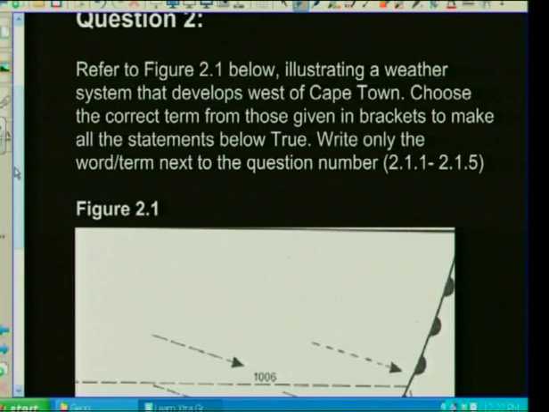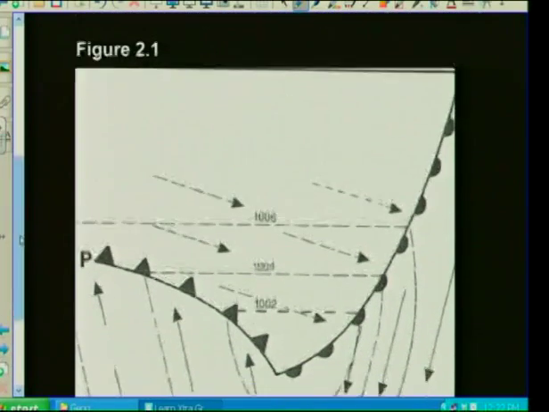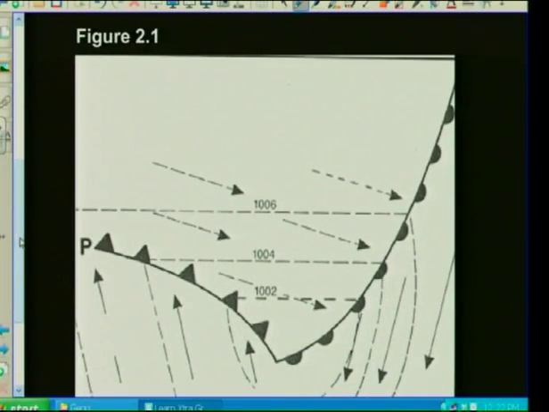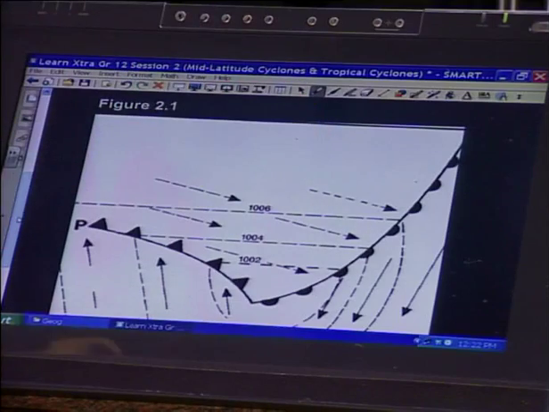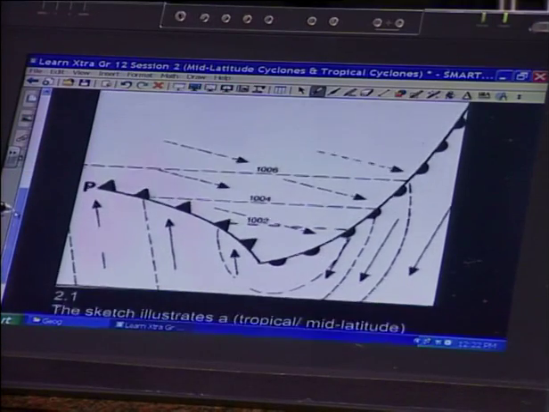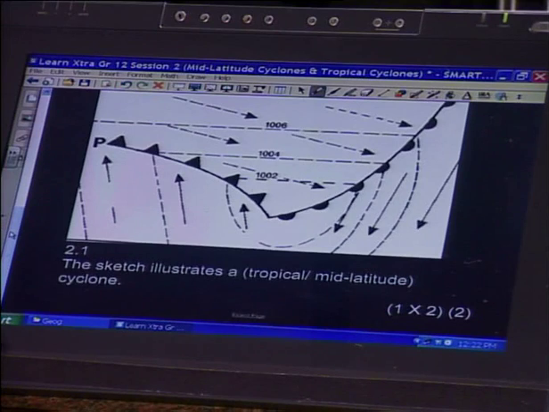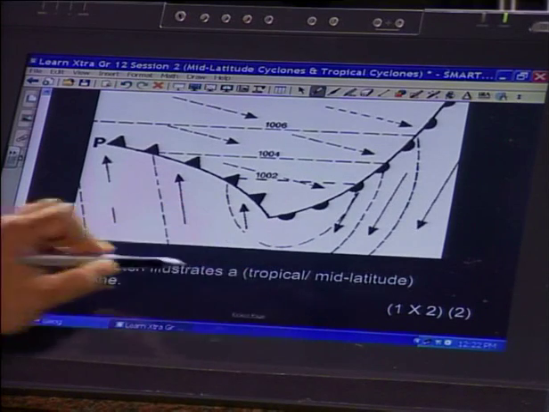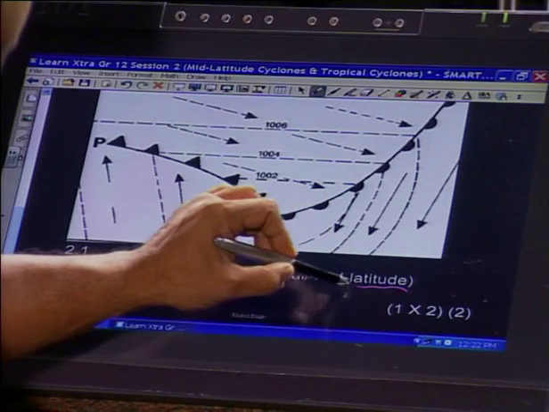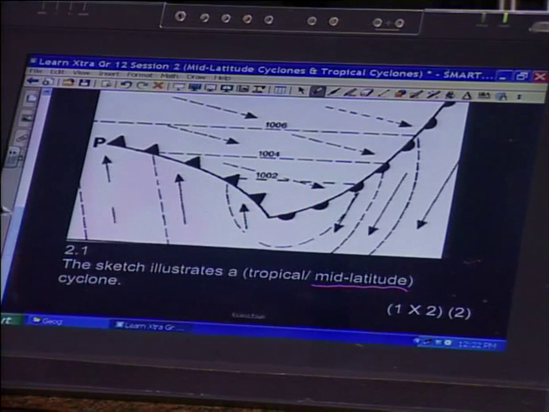Let's look at this one, guys. Similar, illustrating a weather system that develops over the west coast. Choose a correct term from the answers given in brackets, and this is more a multiple choice or selection of correct answers. Again, we see the system in the mature stage. We see the cold front, we see the warm front, and let's look at some of the questions. The sketch illustrates a tropical or mid-latitude cyclone. It's mid-latitude. You know it already. All right, let's go to the next one.